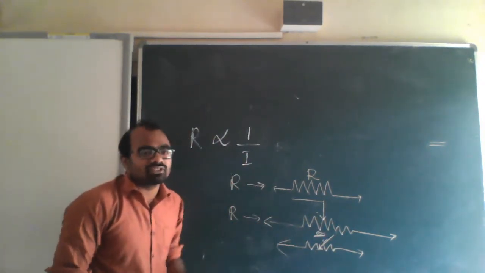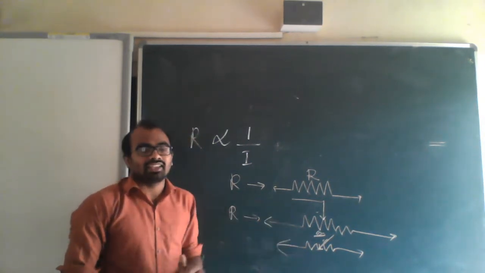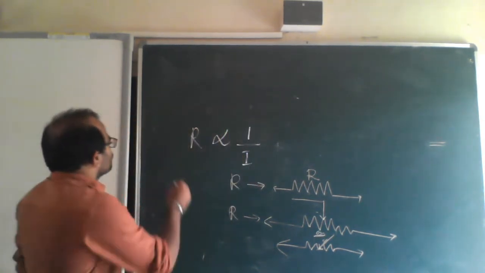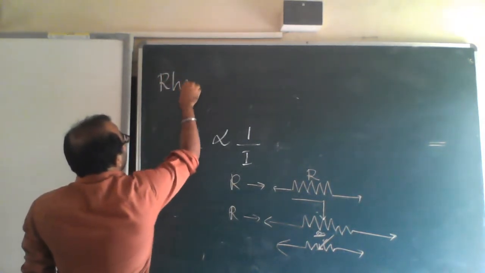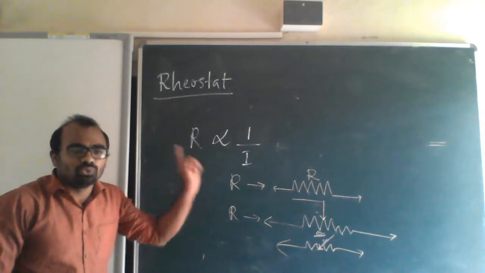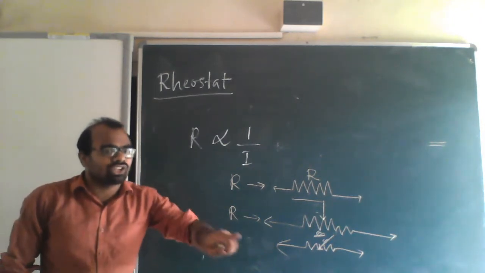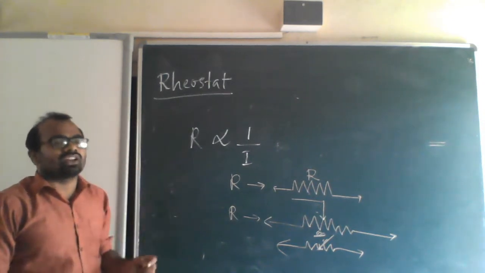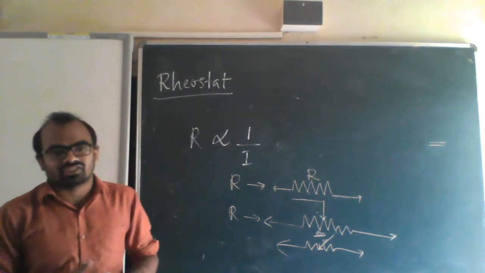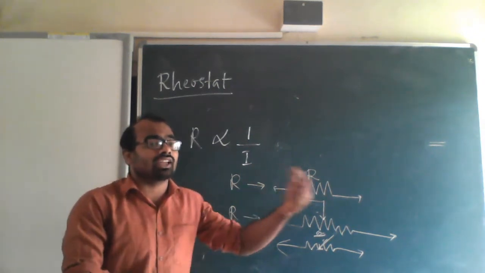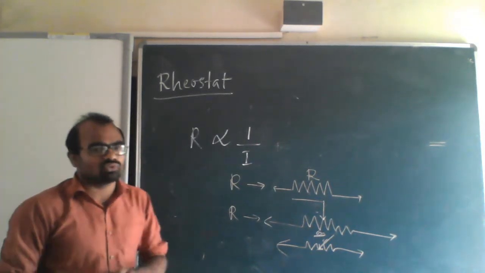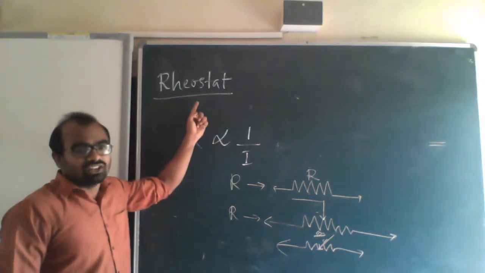Variable resistance means in the circuit the resistance can be varied. It can be changed by using the instrument rheostat. This question will be asked in most exams: which is the instrument used to change the resistance? You have to remember this. Rheostat is the instrument used to vary the resistance in the circuit. In some circuits there is a need to change the resistance so that current can be varied and we get the desired output. That work is done by the rheostat.